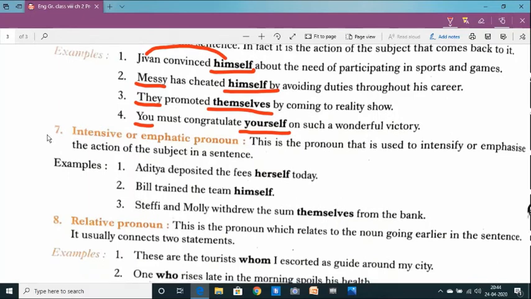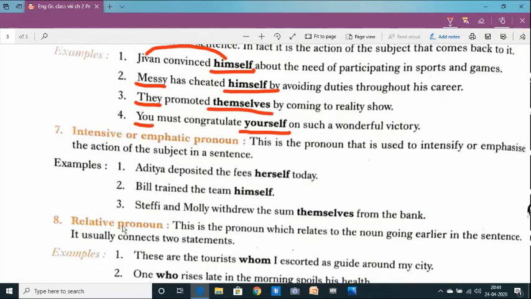Kind 7: intensive or emphatic pronoun. This is the pronoun that is used to intensify or emphasize the action of the subject in a sentence. Example 1: Aditya deposited the fees herself today. Bill trained the team himself.